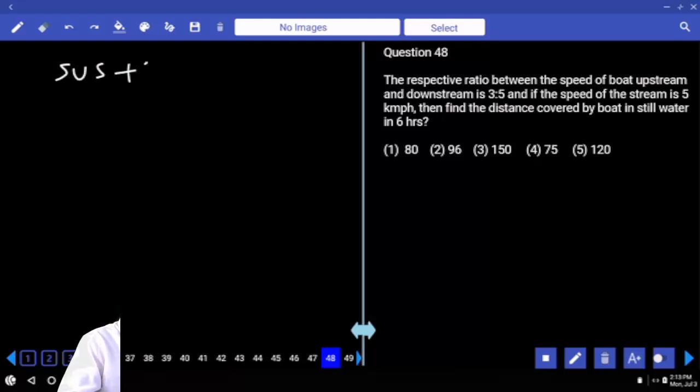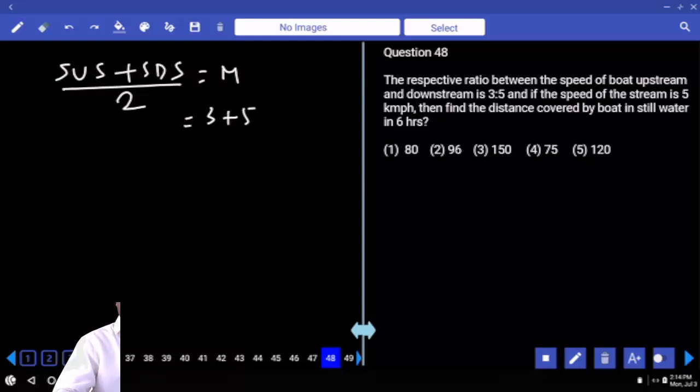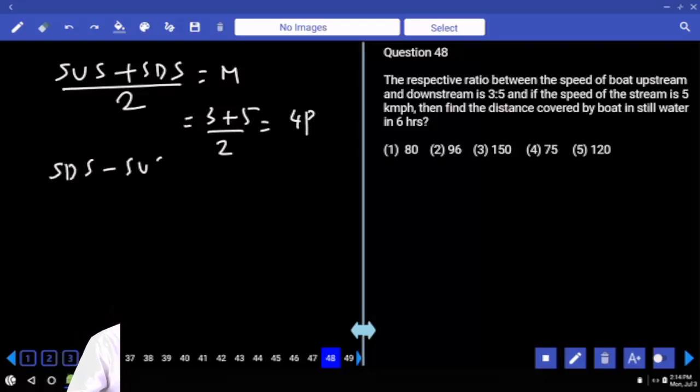But speed upstream plus speed downstream by 2 is nothing but boat speed in still water. Am I right or not? And it is equal to 3 plus 5 by 2. How many parts? 4 parts. Similarly, speed downstream minus speed upstream by 2 is equal to the stream speed or current speed. And it is nothing but S.